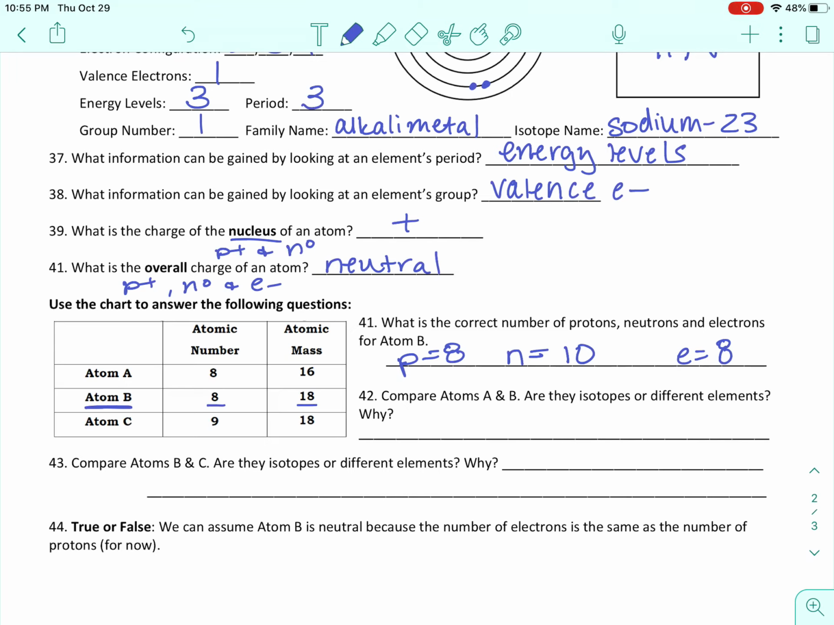Compare atoms A and B. Are they isotopes or different elements, and why? So if we look at the atomic number, we can see they have the same atomic number. So that's a good start. And if we look at the mass, the masses are different. So A and B are isotopes. Okay, and that's because they are the same element with different masses.